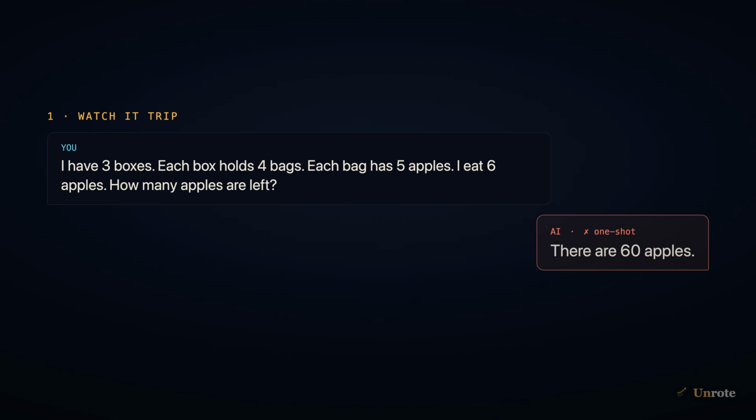Let's watch a model trip. I give it a word problem. 3 boxes, 4 bags each, 5 apples a bag, and I eat 6. How many are left? Ask for just the answer, and a model often blurts something confident and wrong. 60. The real answer is 54.